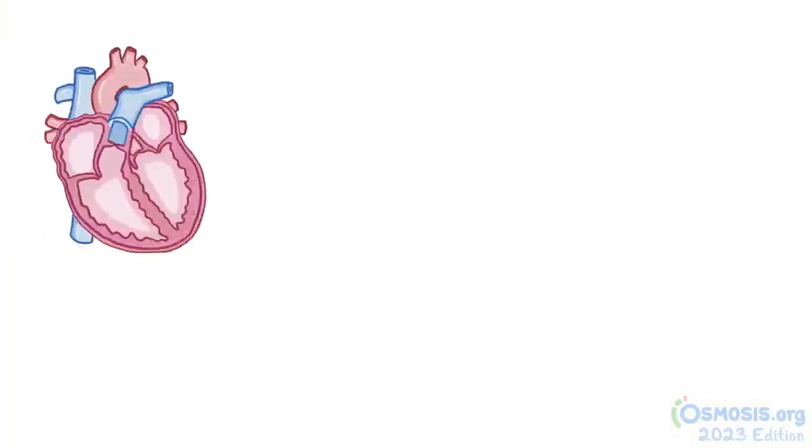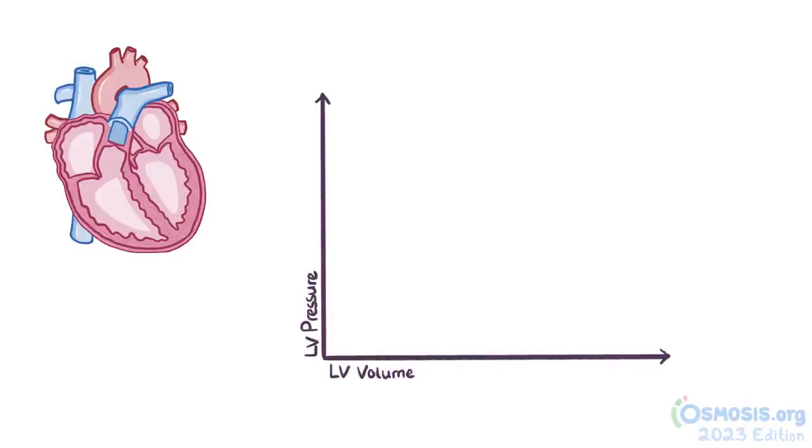If you've already watched the first video on pressure volume loops, then you'll know that the pressure inside the left ventricle is on the y-axis, and then the volume of the left ventricle is on the x-axis. And each loop represents one cardiac cycle. So that's ventricular systole and diastole. It's basically just a heartbeat.